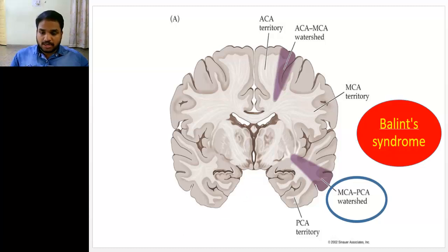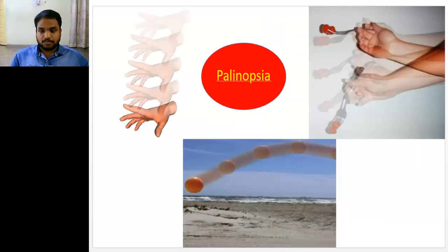So what is the clinical feature of Balint syndrome? The patient may experience persistence or recurrence of a visual image for several minutes even after the stimulus is removed. This is called palinopsia. What is palinopsia? The persistence or the recurrence of a visual image for several minutes even after the stimulus is removed. So that image will persist in the vision. So that is called palinopsia.